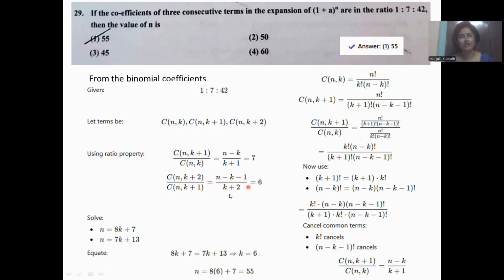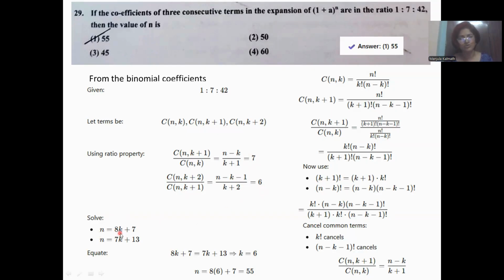And like that only, here we have k plus 1. It has been incremented with the plus 1. That is k plus 2. K should be incremented here and k should be decremented here. When it is k plus 1, it becomes k. When it is k plus 2, it becomes k minus 1 here. And this is equals to 6.